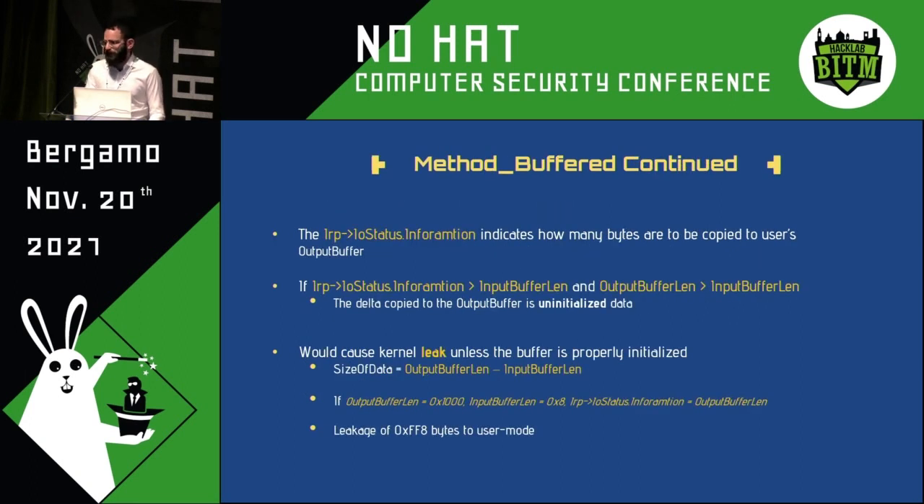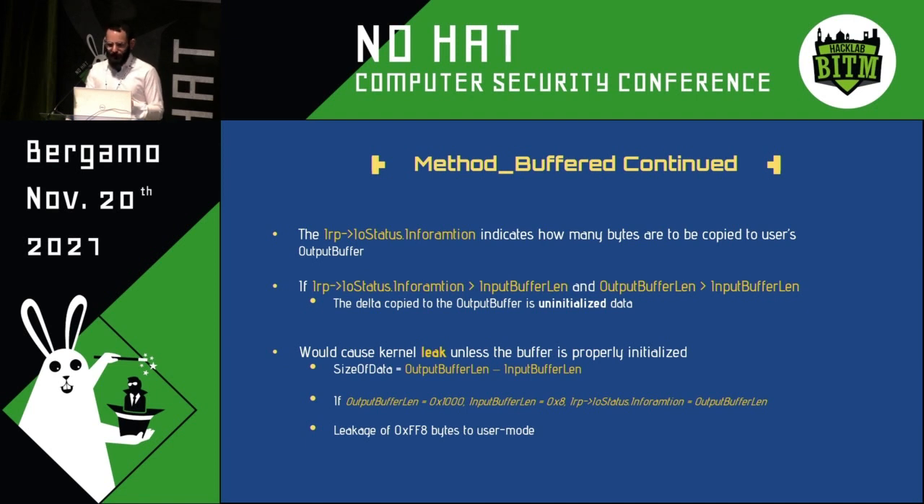But there is a very small, but very crucial caveat to method buffered. There is this subtle case. We said earlier that IO status information indicates how many bytes are to be copied to the user's output buffer. But if the output buffer is larger than the input buffer, and the IO status information is larger than the input buffer length, the delta copied to the output buffer is uninitialized data, besides the length of the input data. So the kernel can leak a huge amount of memory in the delta of the output buffer length and the input buffer length.